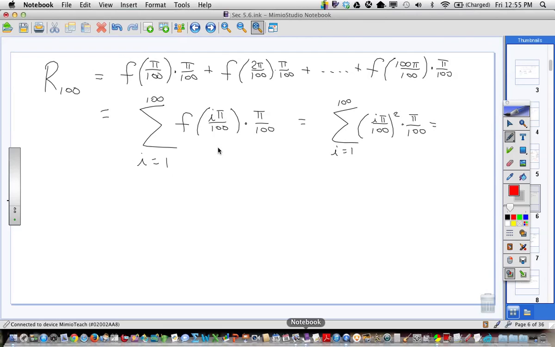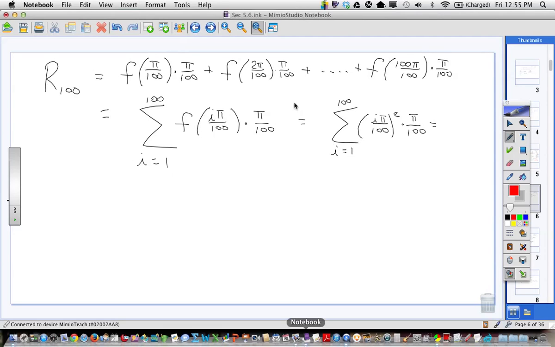We got F of, parentheses, pi hundredths of width. We got 1 pi, 2 pi, 3 pi, all the way to 100 pi. That's the i pi. Sigma goes from 1 to 100, right? Now let's take it out of the F notation. Let's take our i pi over 100, plug it into the function, which was x squared. We got this.